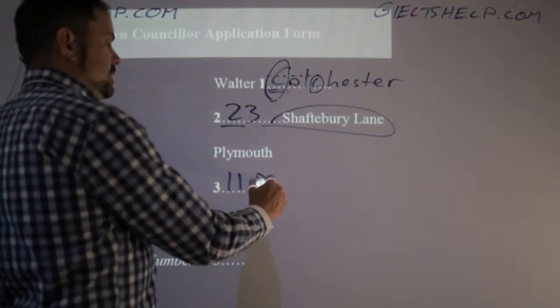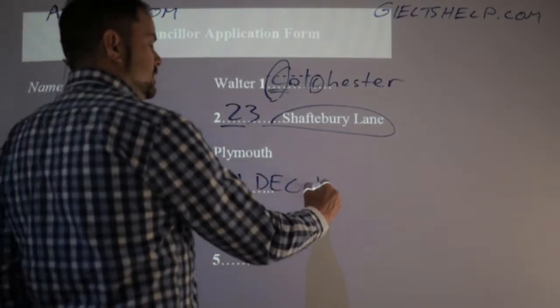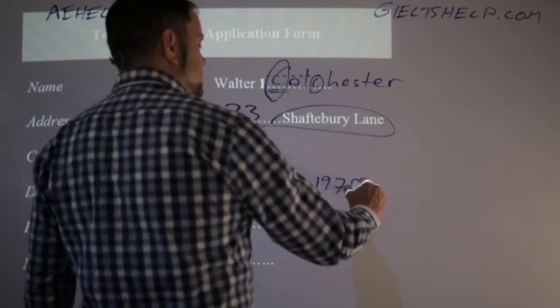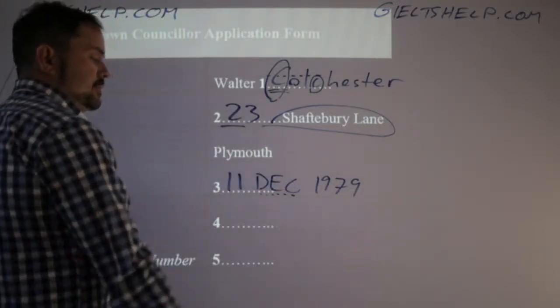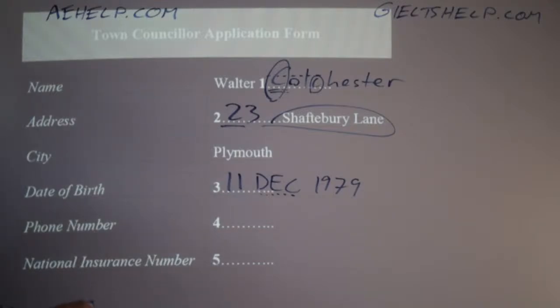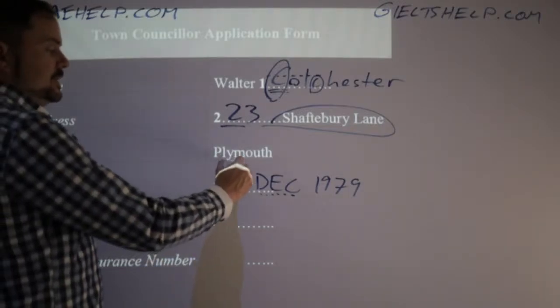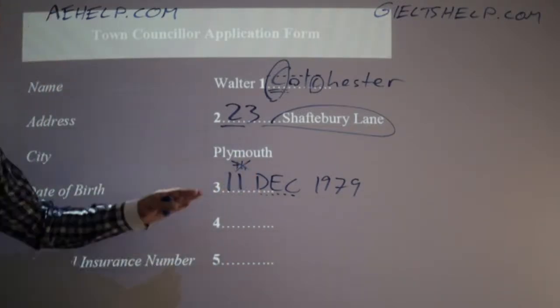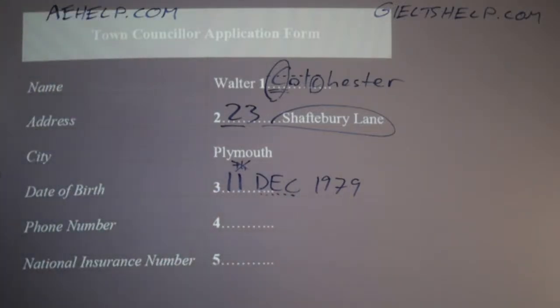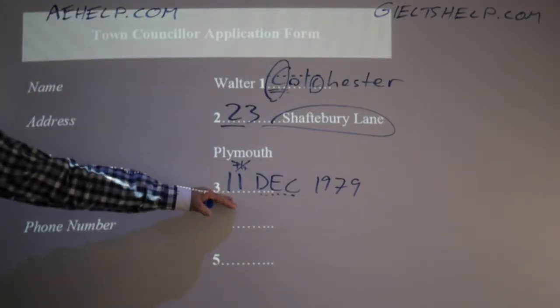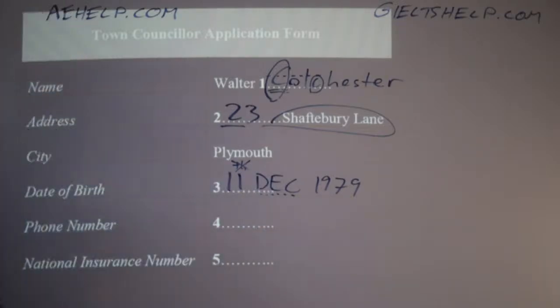So 11 December 1979, okay? So good. And of course, December here is just the abbreviation. You do not need to put TH, okay? Just 11 December 1979, good enough. It's the simplest, accurate answer.